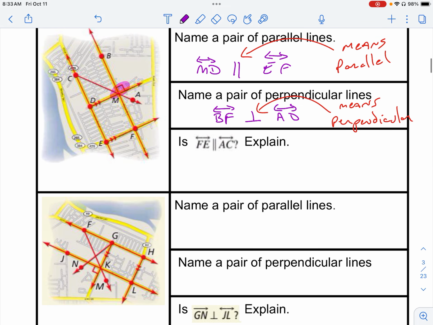All right, so last question: is FE, right here, parallel to AC? Well, while we can clearly see that it is not, that they will intersect, that's not the full answer. Because this is geometry, we have to use our rules. So no.